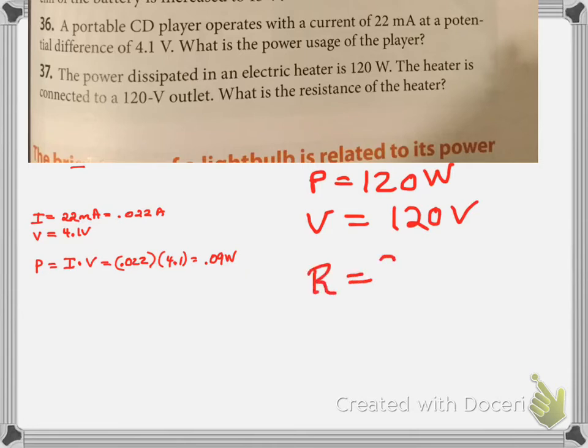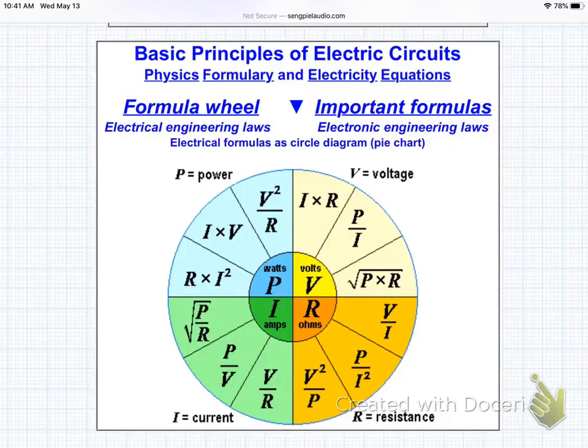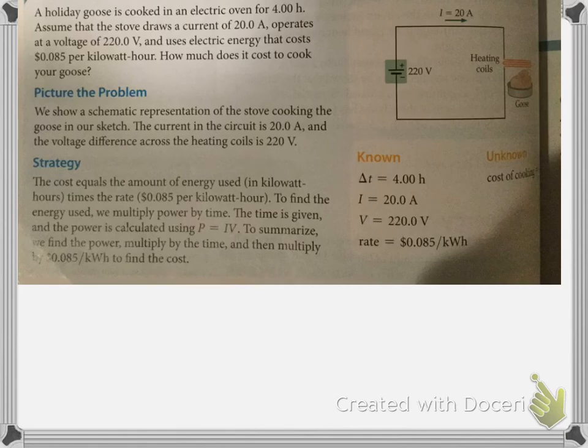So I am looking for resistance, and I know P and V. So I'm going to go to my wheel in the R quadrant and look for a P and a V. All right, so in the R quadrant, I'm looking for a P and a V right here. Resistance is equal to voltage squared divided by power. So I need to take voltage squared divided by power.